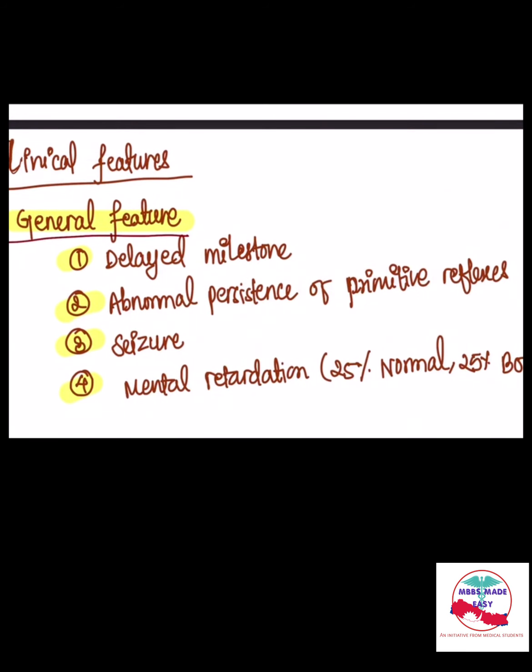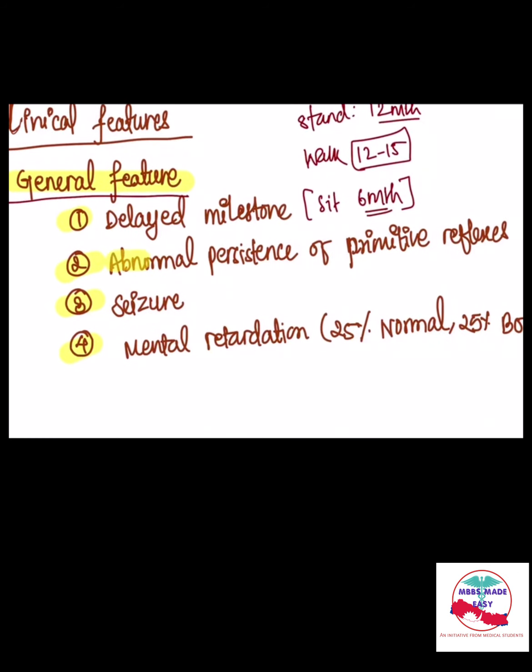Normally a child should be able to sit by 6 months of age, but in cerebral palsy this is delayed. The child should be able to walk by 12 to 15 months of age, but in cerebral palsy it is delayed. The child should be able to stand without support by 12 months of age, but in cerebral palsy this is delayed. So there is ultimately delay of motor milestones, a delay in achievement of milestones.